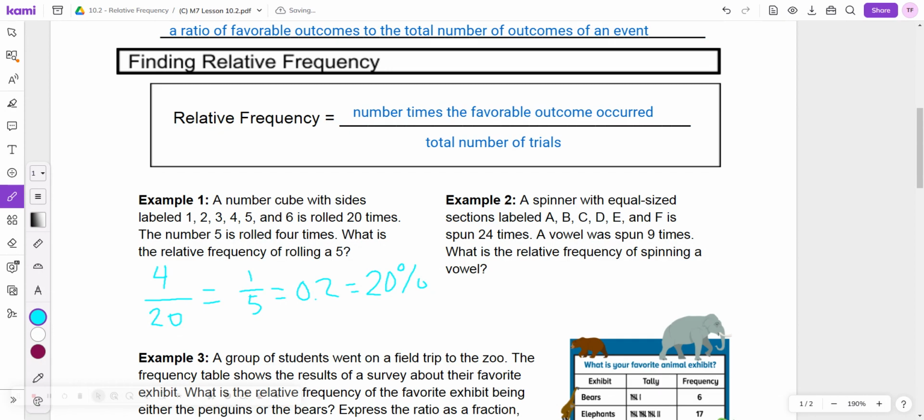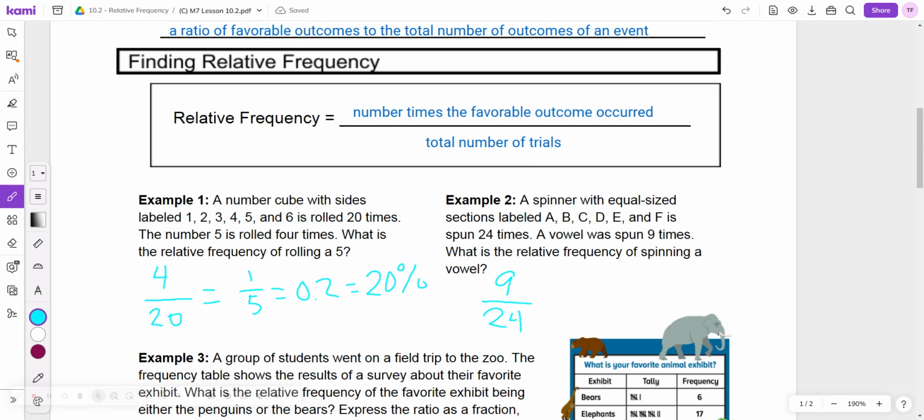All right, example number 2. A spinner with equal sized sections labeled A, B, C, D, E, and F is spun 24 times. A vowel was spun 9 times. What is the relative frequency of spinning a vowel? So we put the number of times that we spun it in the denominator, which is 24, over the total number of times a vowel was spun, which was 9. If we plug that into our calculator and hit enter, that is as simplified as we can get it. So our fraction is 9/24.